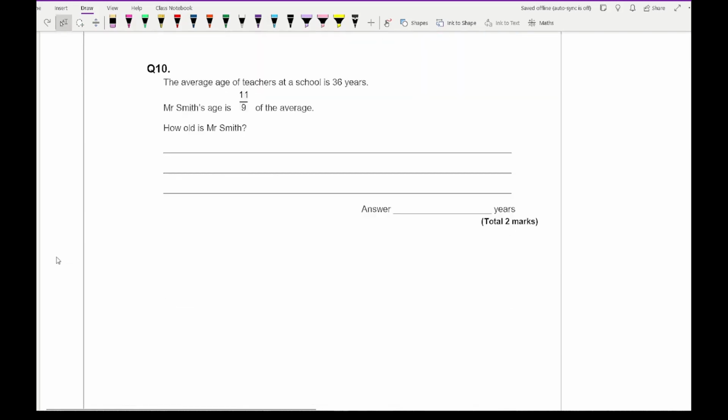Moving on to question 10, it says the average age of teachers in a school is 36 years old. Mr. Smith's age is 11 over 9 of the average. How old is Mr. Smith? So all I need to do here is 11 over 9 multiplied by 36. So again, going straight into my calculator, 11 divided by 9 multiplied by 36, and it gives me an answer of 44.